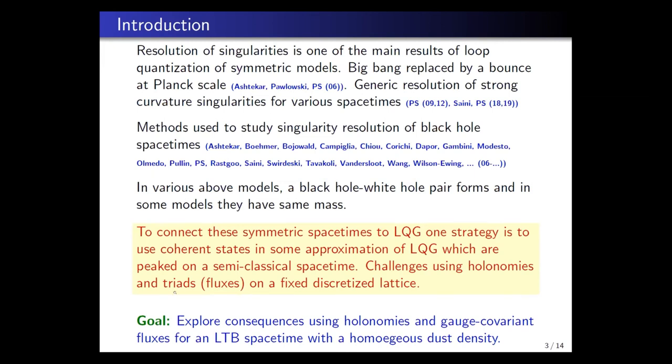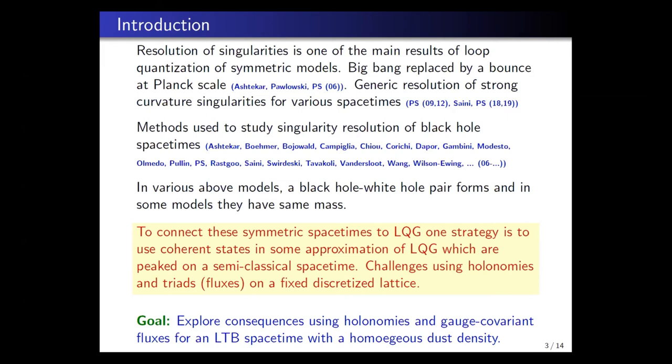And one approach which has been used in the last couple of years to connect these symmetric spacetimes to loop quantum gravity is to use coherent states. The idea is that you work in a certain approximation of loop quantum gravity, which is peaked on a certain semi-classical spacetime, and then try to extract from loop quantum gravity, or one of its approximations, some spacetime which is very close to such symmetric spacetimes.